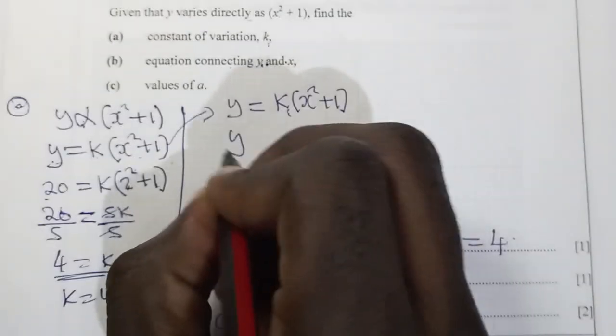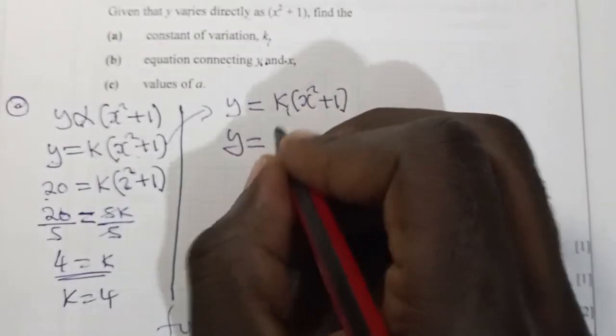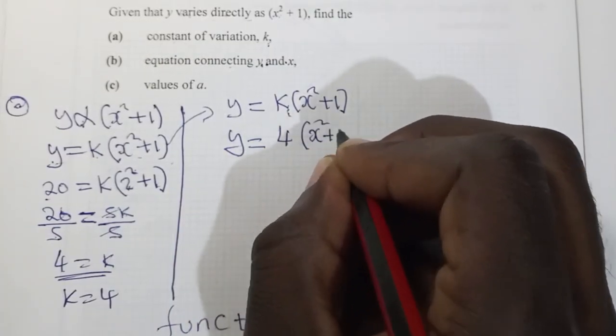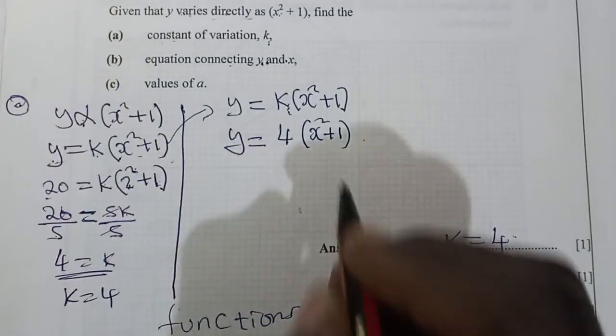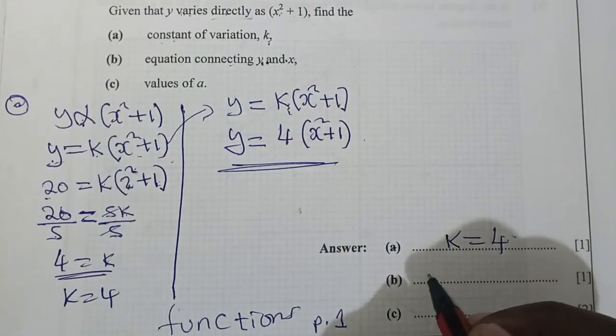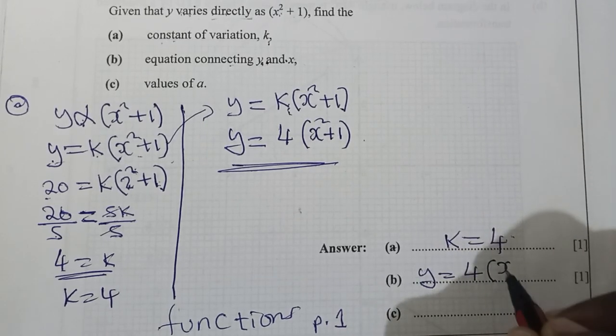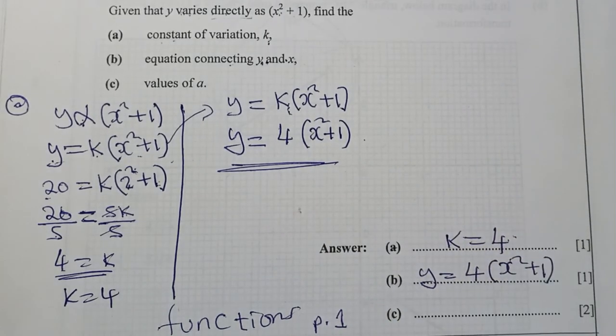So we're going to have y equal to, our k is 4, so we put 4, open bracket, x squared plus 1, like that. This is the answer for here. So we write here y equal to 4 open bracket x squared plus 1. Okay. Then, without wasting time, let's look at the other question.